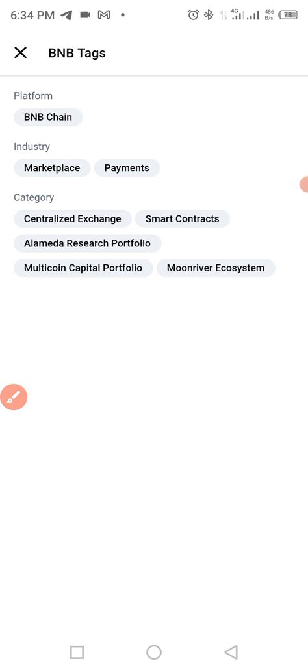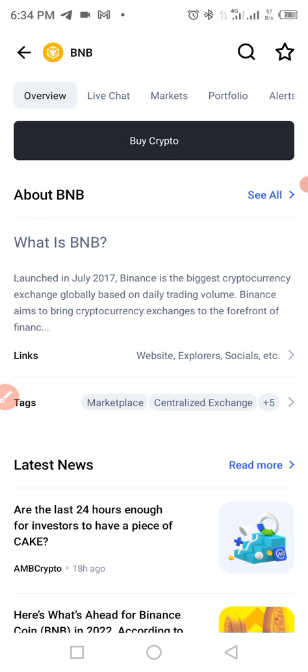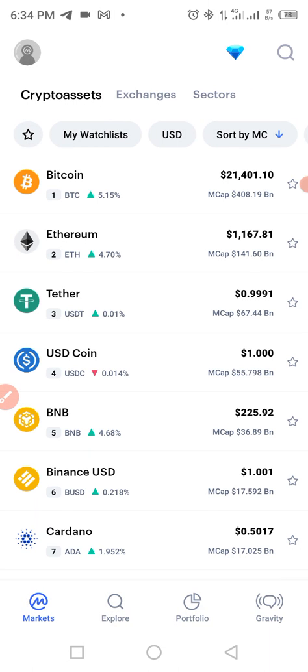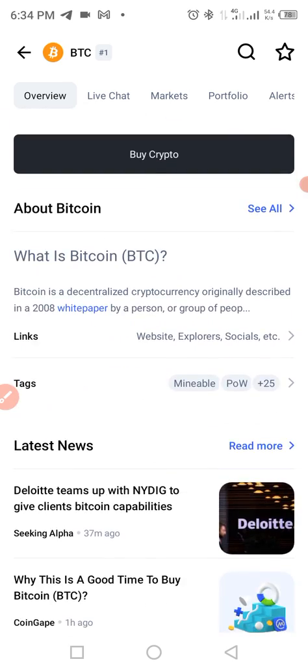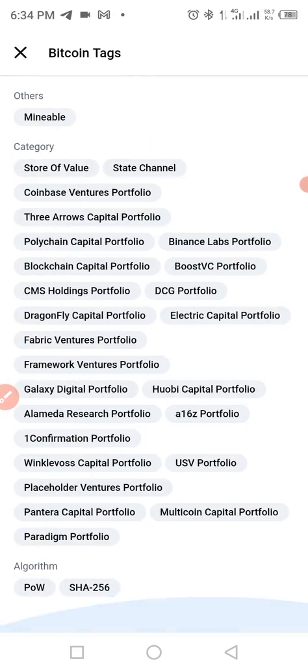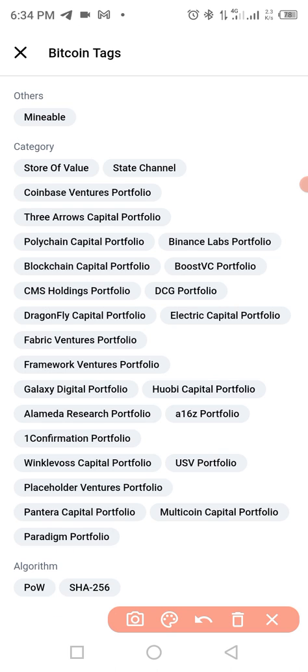Okay, now let me give you an idea. The more tags a particular crypto has, the more you should look at that particular cryptocurrency. Let me go and use BTC as an example. Let's go and look at the tags of BTC. See the tags now, see the people that are supporting. Just look at the various portfolios. Look at Coinbase Ventures, Three Arrows, Blockchain. If you look at it now, you see some of those.